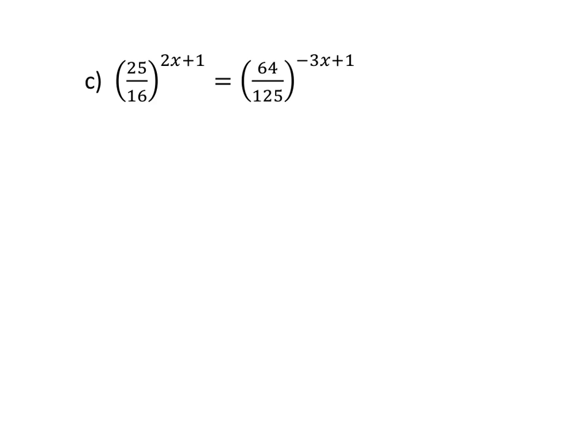I'm going to do one more example. You may want to pause the video and try example C on your own, and then watch my explanation to see if you're getting it. Let's do one more example before we move on to inequalities.